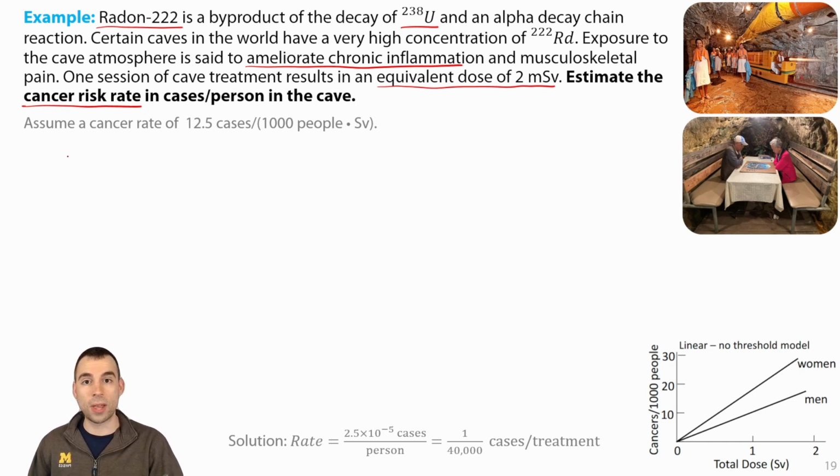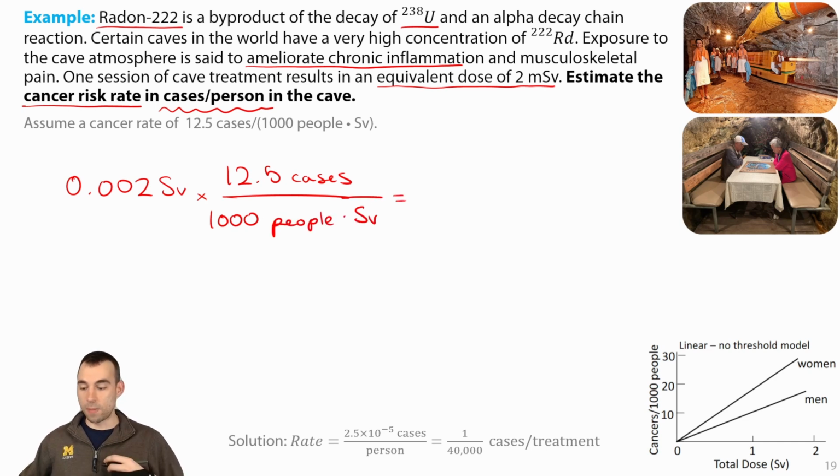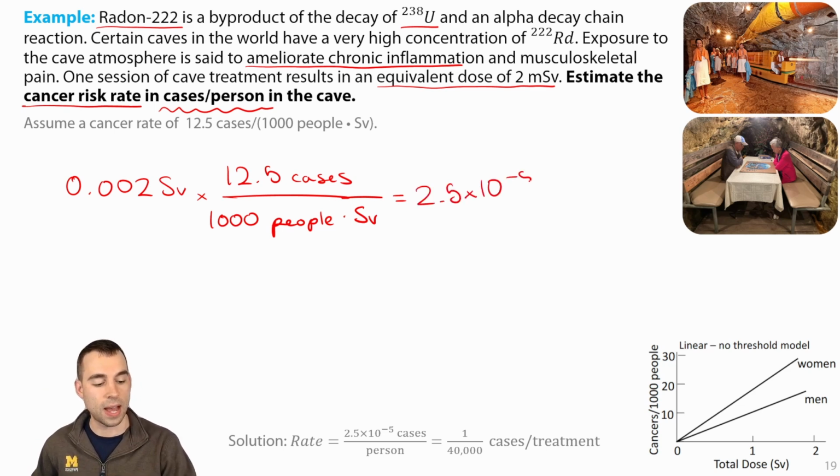These problems often will end up just thinking about the units and trying to figure out what number they really want us to get to in the end. But here we're told we're trying to get to cases per person. And so we'll start with the number that we were given, 0.002 sieverts, and we can multiply that by the incident rate, 12.5 cases per 1,000 people exposed to every sievert. And so from here, we can calculate this, and I'm getting 2.5 times 10 to the minus 5 cases per person.